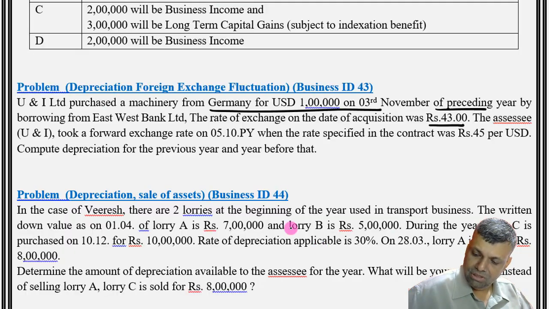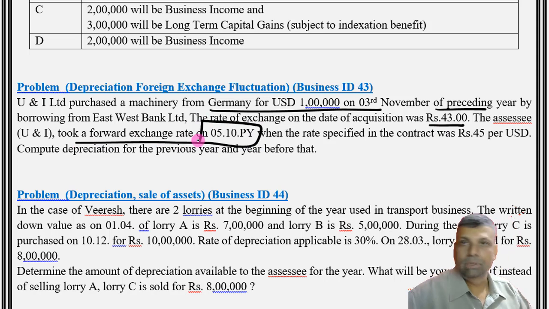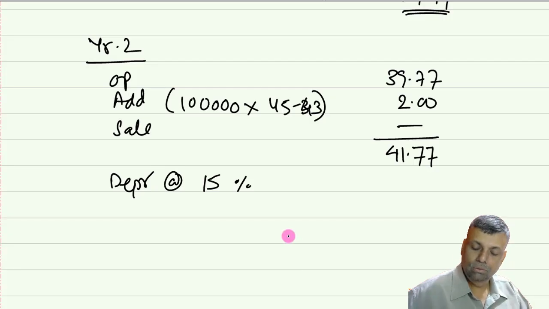So first of all, let me check whether there is any confusion in the question. The assessee took a forward exchange contract on 5th of October. Calculating the number of days from 5th October onwards, 180 days, there is no need to do that, because in the second year it is only the exchange fluctuation. No need to do that because that date was already printed. That's the reason I told you.